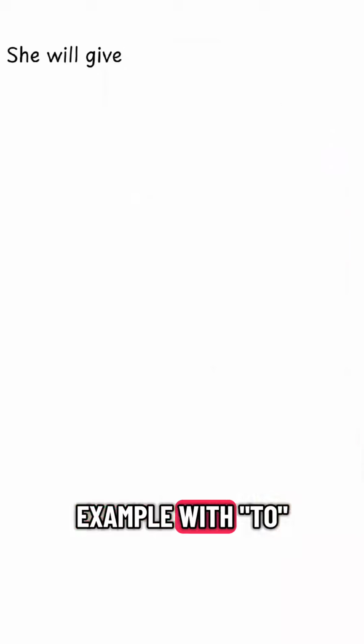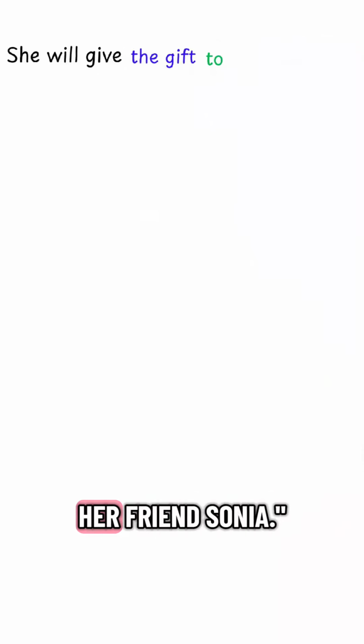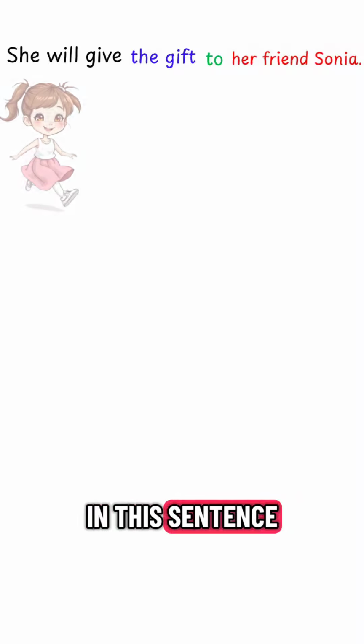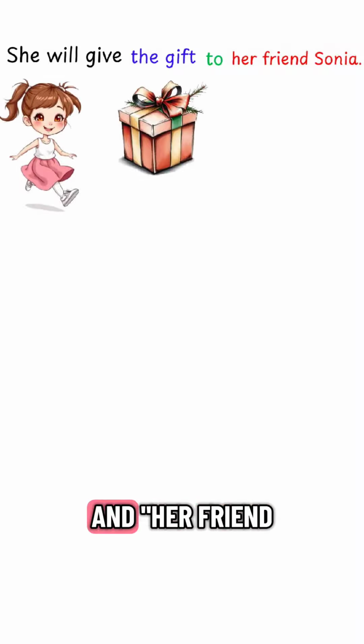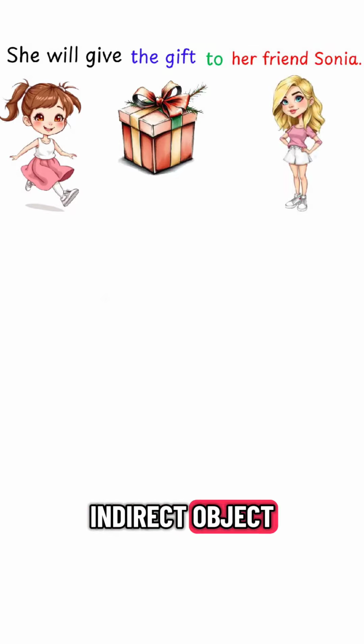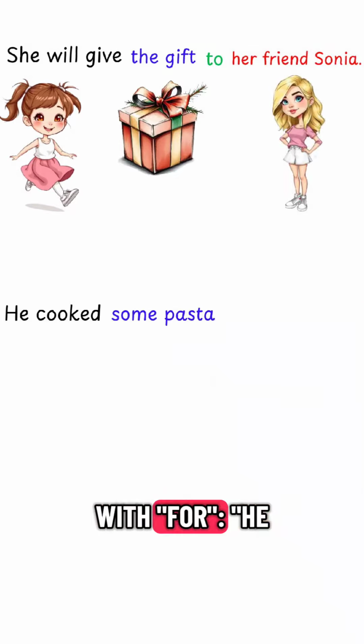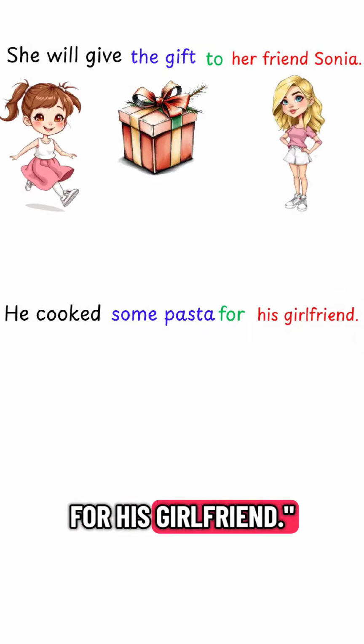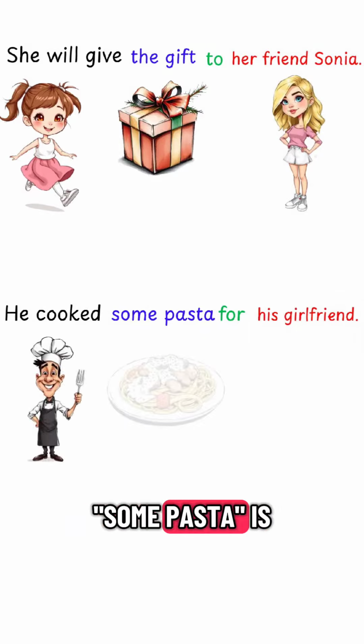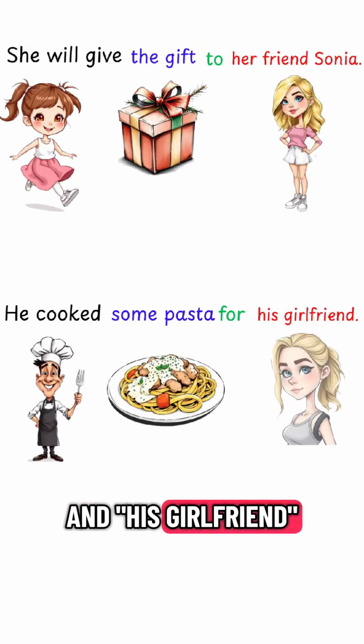Let's see an example with to. She will give the gift to her friend Sonia. In this sentence, the gift is the direct object and her friend Sonia is the indirect object. Now an example with for. He cooked some pasta for his girlfriend. In this sentence, some pasta is the direct object and his girlfriend is the indirect object.